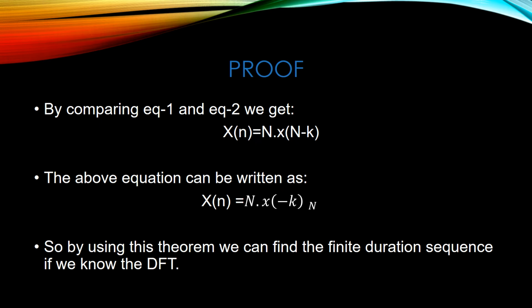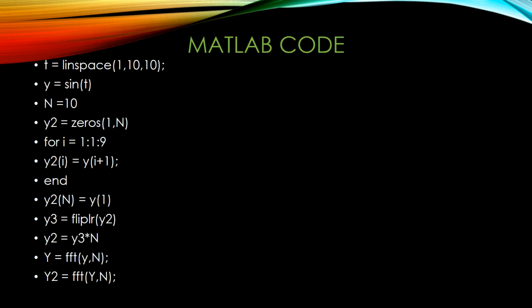Now, by comparing equation 1 and equation 2, we get capital X of n equal to capital N into x of capital N minus k. The above equation can be written as capital X of n equal to capital N into x of minus k to the suffix capital N. So, by using this theorem, we can find the finite duration sequence if we know the DFT.